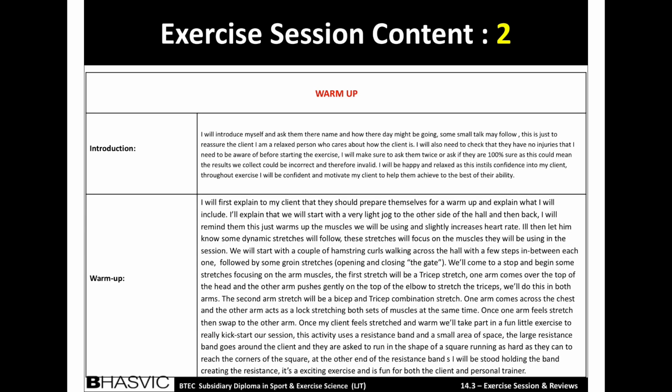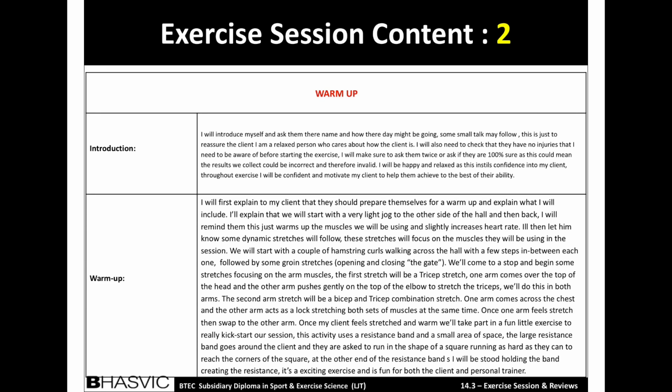Now onto the warm-up. I will first explain to my client that they should prepare themselves for a warm-up. I'll explain that we'll start with a very light jog to the other side of the hall and then back. I'll remind them that this just warms up the muscles we'll be using and slightly increases the heart rate.